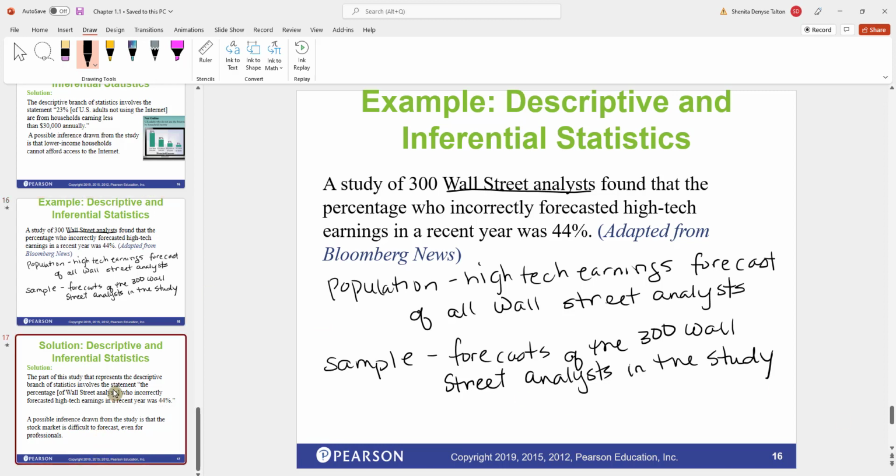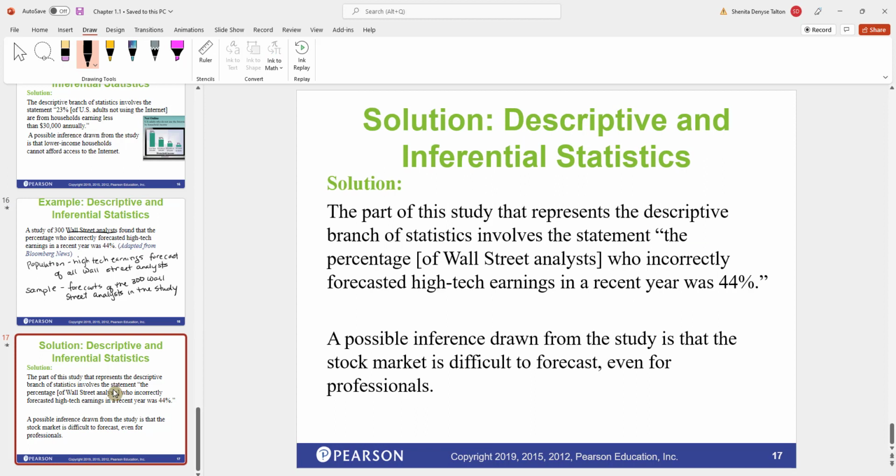So let's look at the descriptive statistics. It tells you the percentage of Wall Street analysts who incorrectly forecasted high-tech earnings in a recent year was 44%. That's a large number. If you incorrectly forecasted and it's 44%, you're not very good at forecasting. So a possible inference drawn from the study is that the stock market is difficult to forecast, even for professionals. That's the end of this lecture.